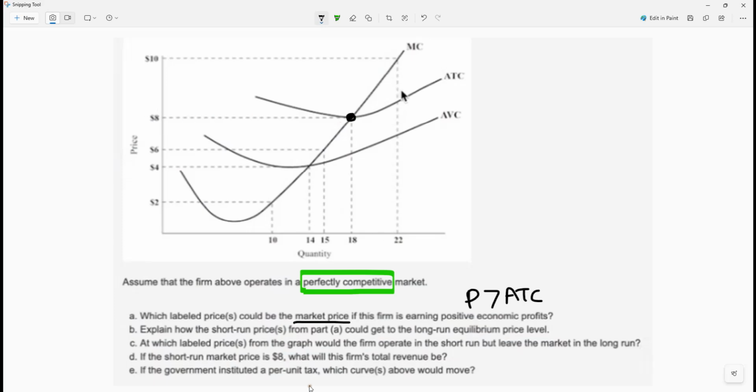So any price above $8. So it says which labeled price. That's going to be 10 because I only have a couple of labeled prices, but any $8 and a penny all the way up to $10 or further, that's going to work.